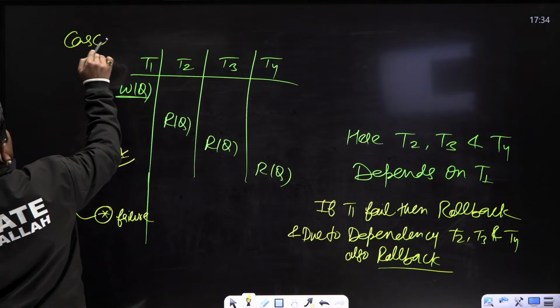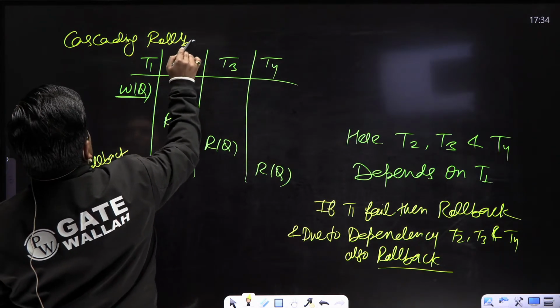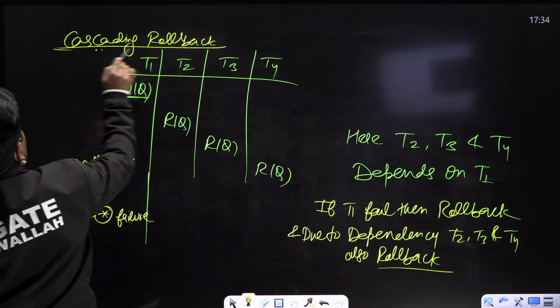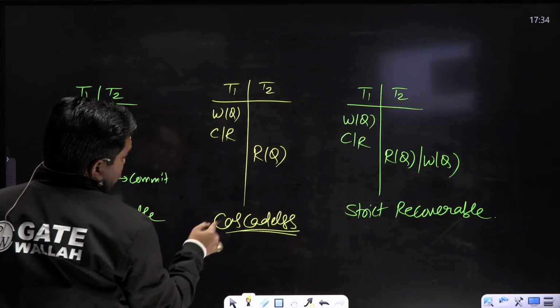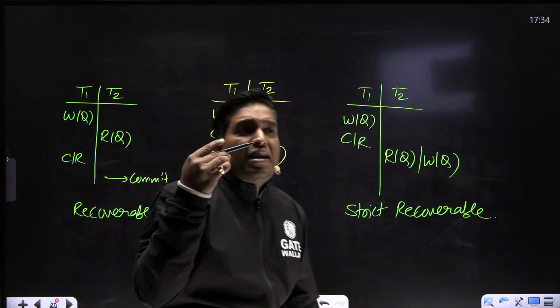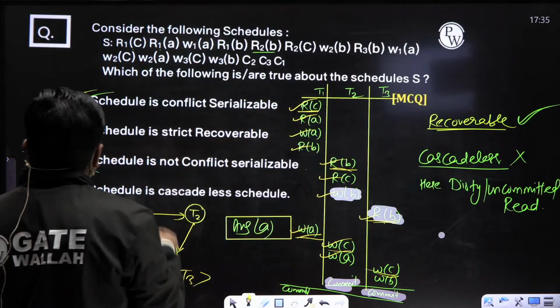Cascading rollback, and recoverable schedule having cascading rollback. Here there is no cascading rollback. It is also called a cascadeless recoverable schedule. I told this in the crash course also. So here only A is the correct answer.